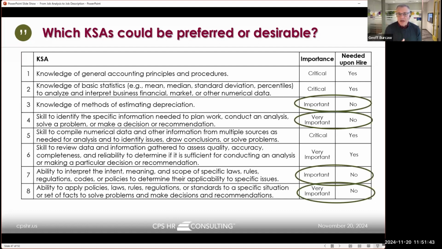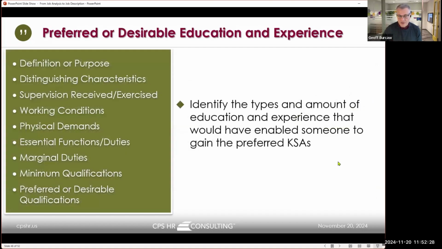Thinking back to our results, we've got some KSAs that should be minimally required, like knowledge of general accounting principles and procedures and knowledge of basic statistics. We might require someone to have experience compiling numerical data. And then we might say something like, ability to interpret laws, rules, and regulations to make decisions, preferred. So it's not required, but we prefer that. And if we have someone who's got experience doing that, or knowledge of that, or ability to do that, they would be preferred. And that's the person who's going to be the better job performer.